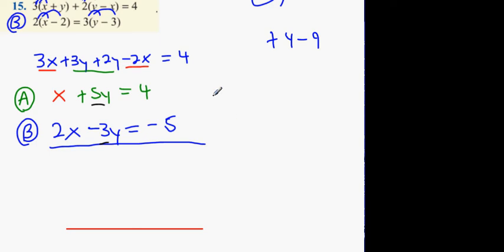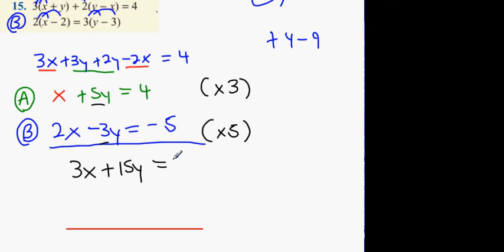Okay? So what do we multiply the top one by, David? 3. And the bottom one? 5. Okay, and now multiply it out. 3x plus 15y equals 12. Then 10x minus 15y equals minus 25. Add them directly downwards.